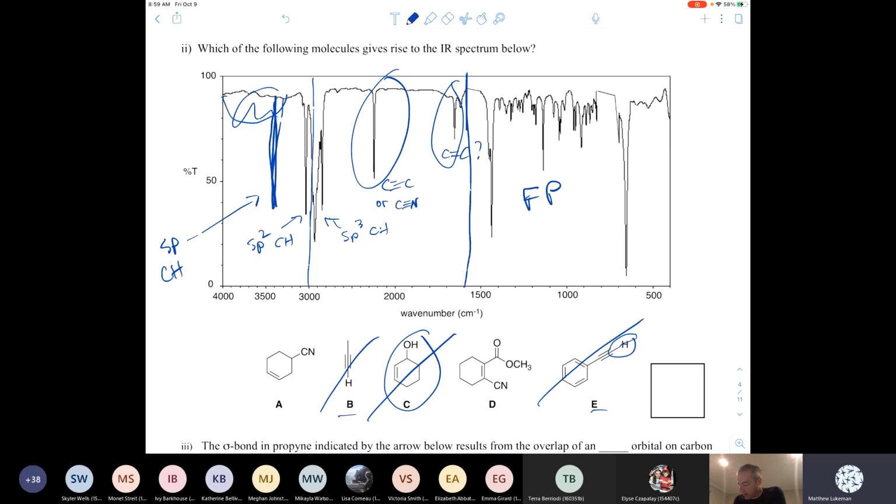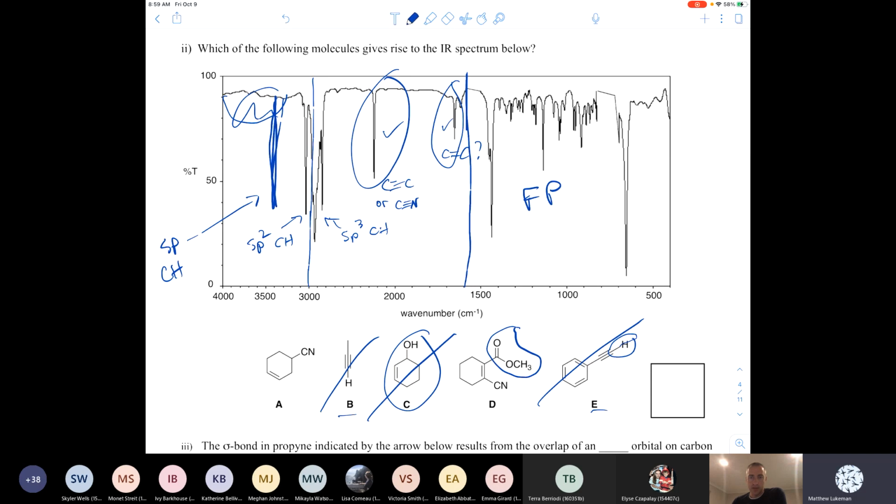And then if you look, we're down to A and D. A and D are similar. They both have sp3 CHs. They both have sp2 CHs. They both have a carbon-carbon double bond, which we saw here, and both have a nitrile C triple bond N. So the difference is that D has that functional group, which is an ester, and A does not.